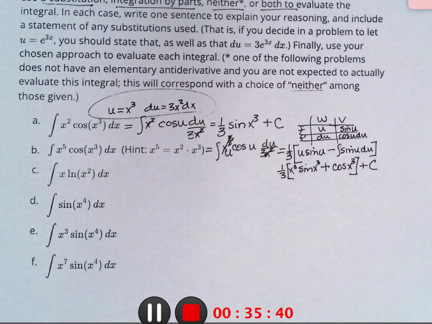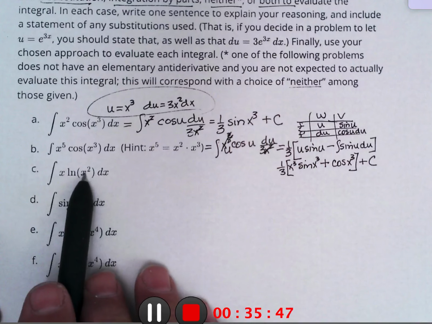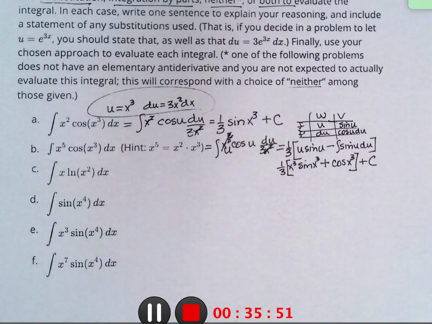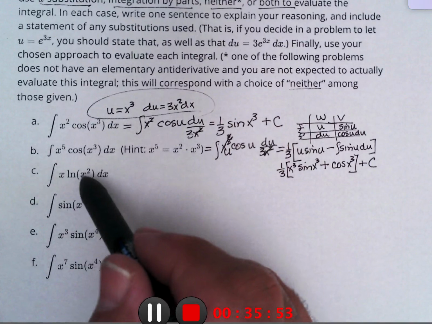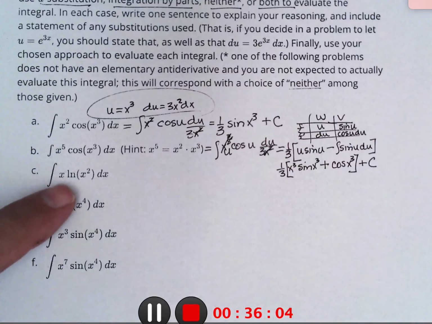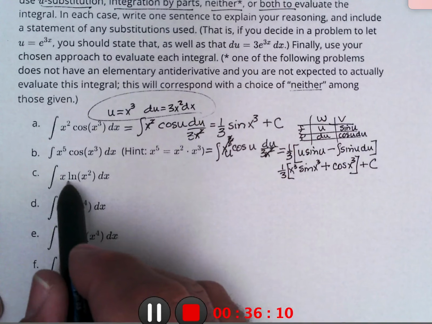Okay, the next one. Well, if I let u be x squared, I'm going to get ln x. And ln x, the derivative is going to produce an x. It's going to cancel the x, but I'm still going to have ln, which is integration by parts. Question is, could I do this one by integration by parts only, by letting the u be that? So let's see if that will work.